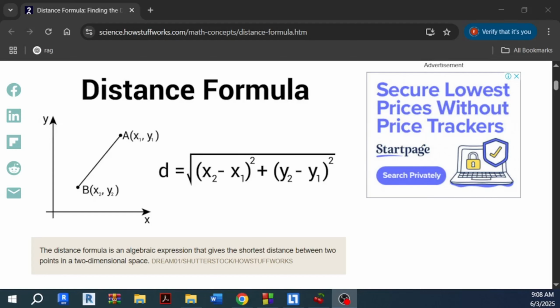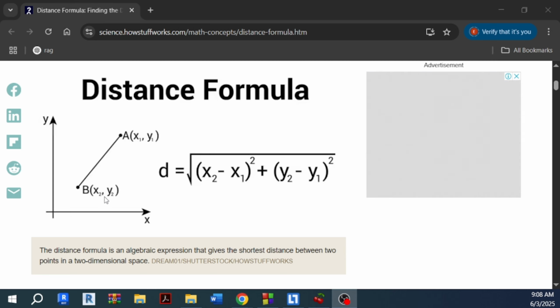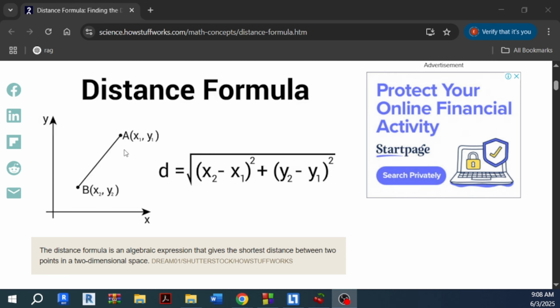Distance between 2 points. Let's say you have 2 points in space. They can have as many coordinates as possible. Here it is a two-dimensional space where they have x and y, but in a different scenario they can have x, y, and z coordinates, both of them. What is the distance formula? It is the square root of x2 minus x1 squared plus y2 minus y1 squared.